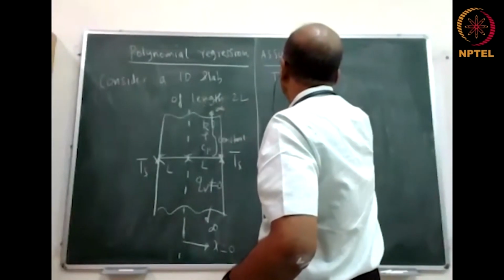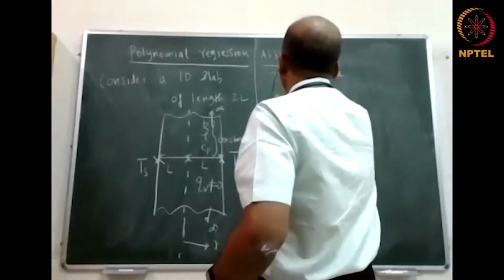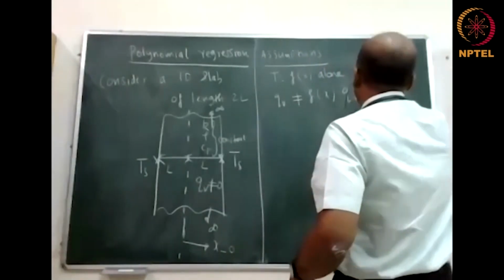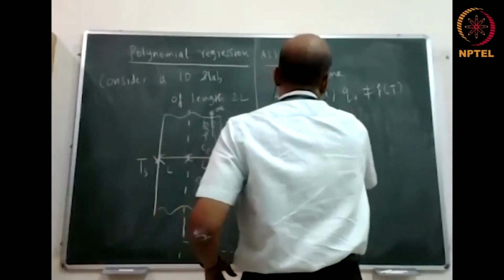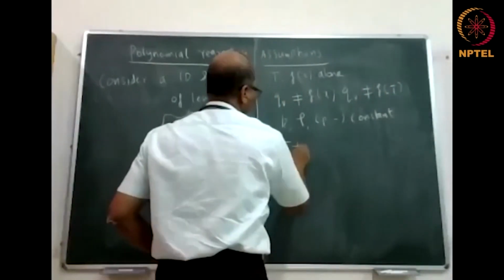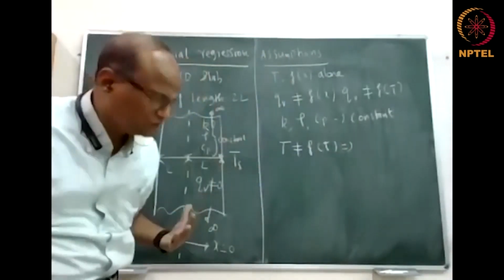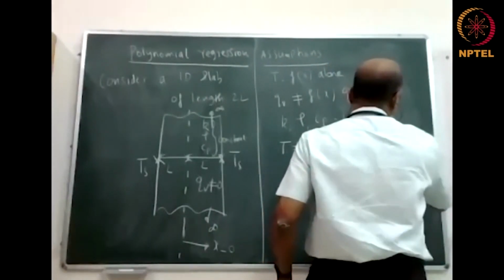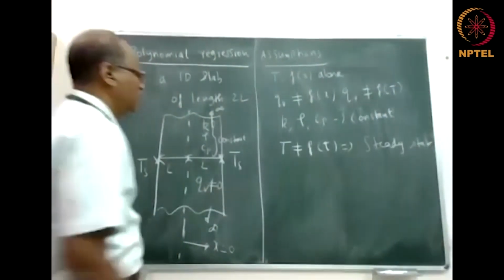Now assumptions. T is a function of x alone. QV is not a function of x. QV is not a function of t. K, rho, Cp constant. Rho is not a function of time. Once you say something is not a function of time, it is steady state. Okay. So now the governing equation.